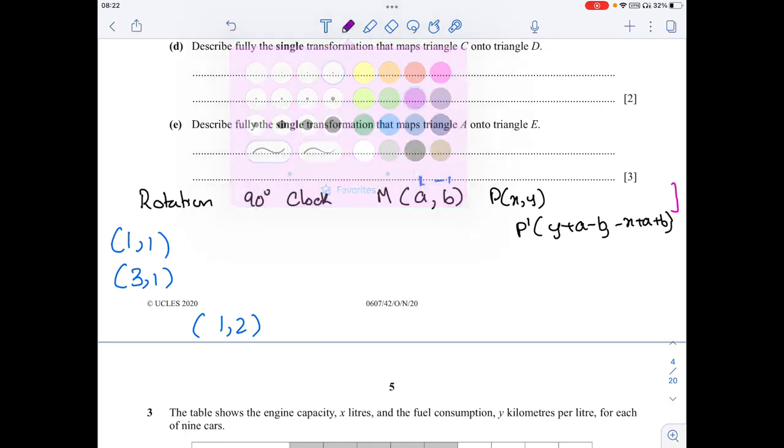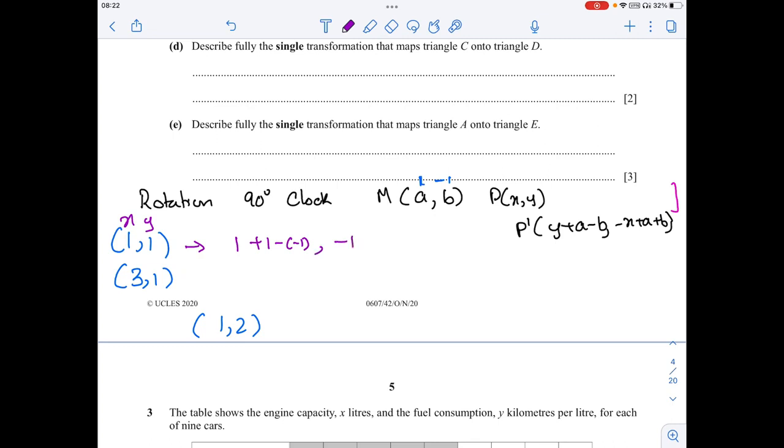So this is nothing but x, y. So what does that become? y plus A minus B, minus x plus A plus B. It becomes 3, minus 1. The point becomes 3, minus 1. Next one, this point, y plus A minus B, minus x plus A plus B. So what does that become now? It becomes 3, negative 3.